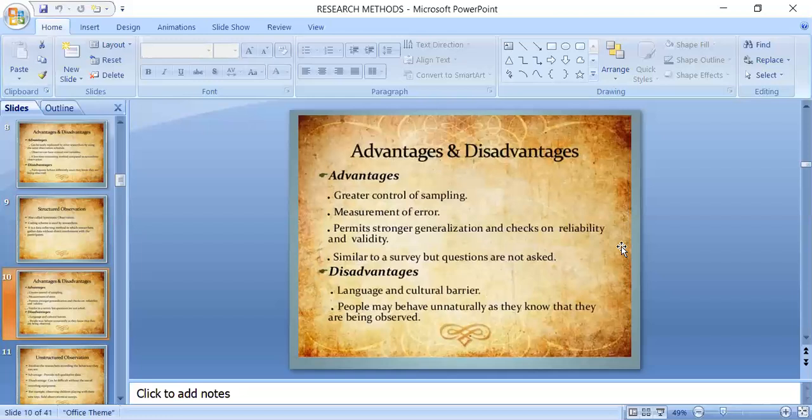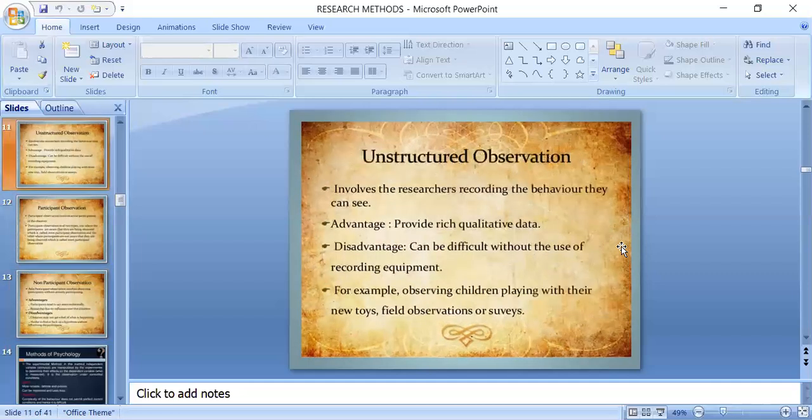Because of language and culture barriers, something that we can implement in the West is not possible to implement in our society. So this is what we call culture barriers. People may behave unnaturally as they know that they are being observed. This is a natural phenomenon. Because of anxiousness, a person becomes more reluctant to behave in a natural way.